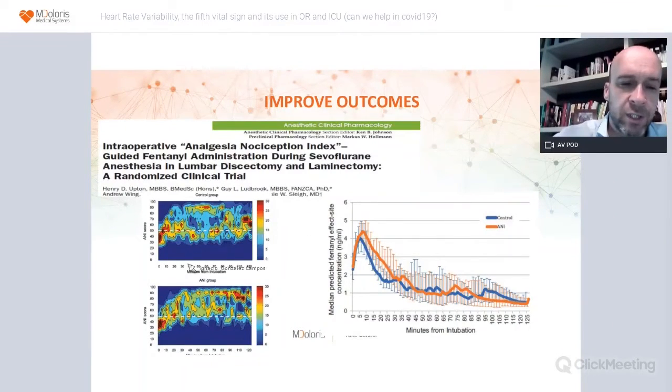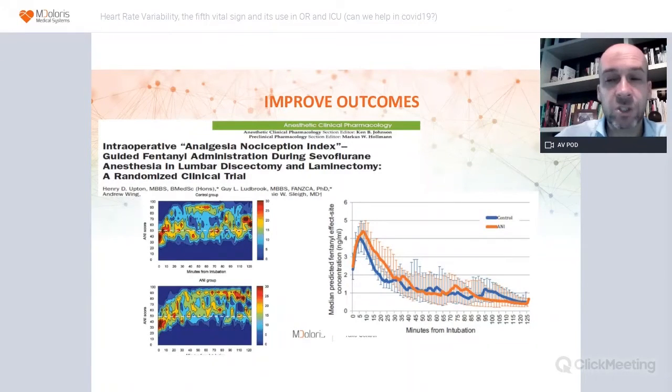In the ANI group, you can see in the graphs here in colors, the ANI group was able to maintain the ANI values at higher values than in the other group. The authors conclude that they were able to detect the noxious stimulus much better than with hemodynamics, as Funke already proved, right? Funke proved that only 50% of the noxious stimuli were detected with hemodynamics, and here 90-95%.